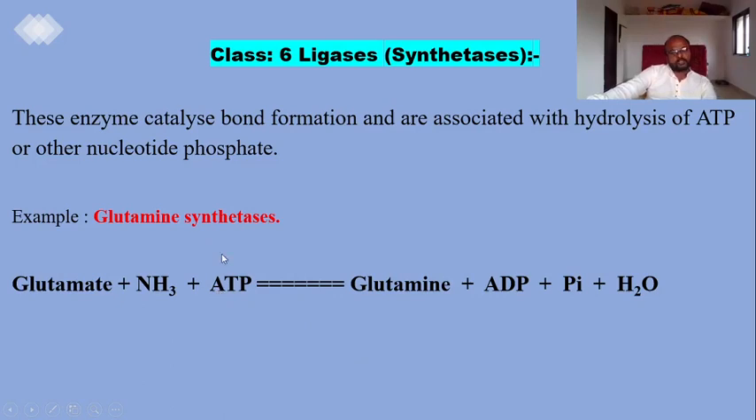So here the well-known example is the glutamine synthetase enzyme. It acts on glutamate and NH3 plus ATP, converting them into glutamine plus ADP plus inorganic phosphate and a water molecule. So here this is the ligase or the synthetase enzyme. This is also called the joining enzyme in DNA replication.